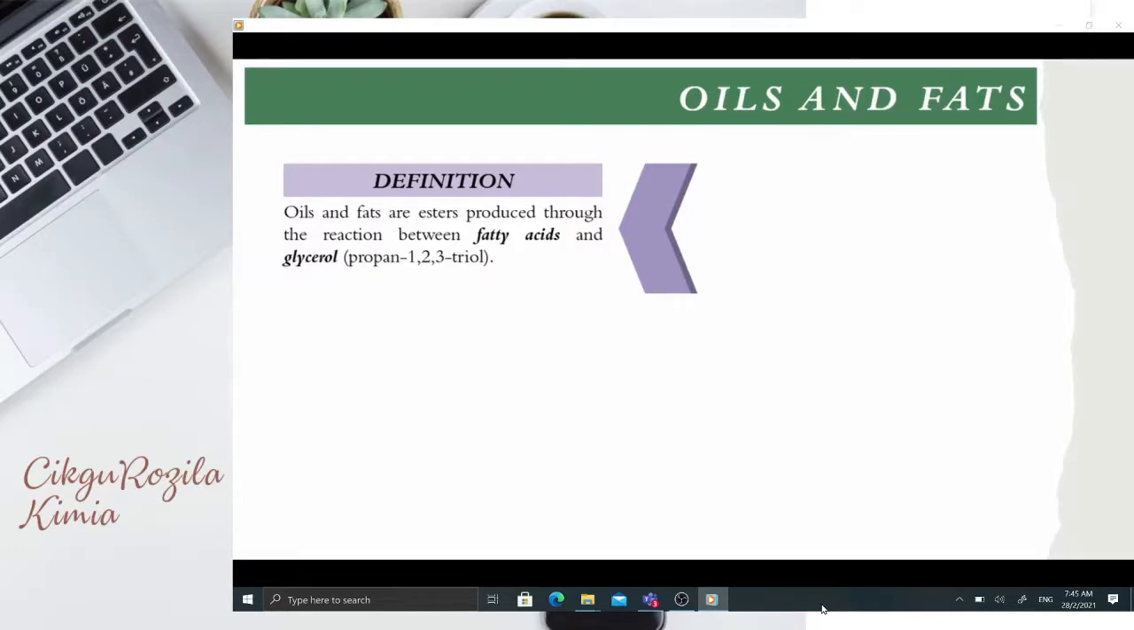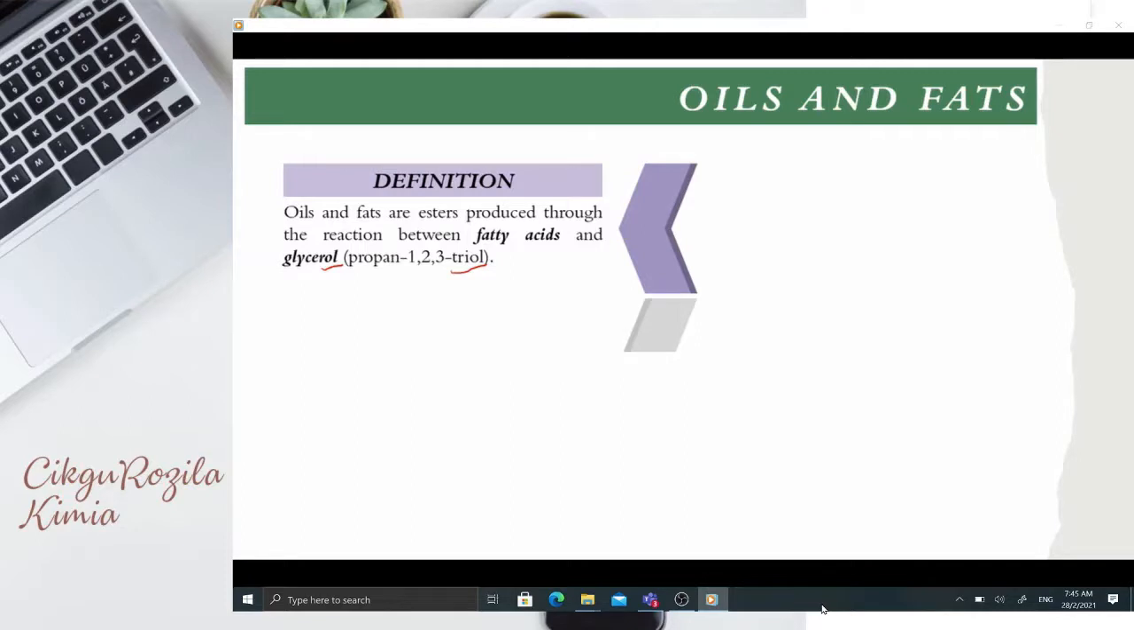And glycerol. If you look at the name of this, it is actually an alcohol. It is a triol, that means it has 3 hydroxyl groups in the molecule. So glycerol is an alcohol, while fatty acids come from carboxylic acid. Reaction between these two will produce esters. The esters are known as oils and fats.